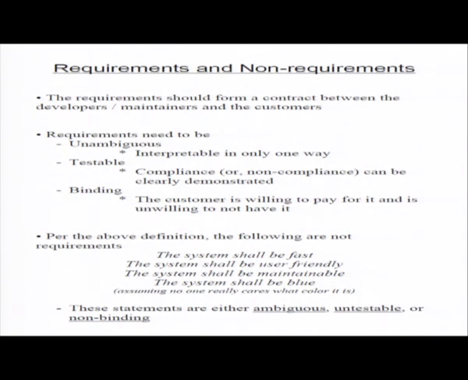Per the above definition, the following are not requirements. The system shall be fast, there is no conclusivity. The system shall be user friendly, the system shall be maintainable, the system shall be blue, assuming no one really cares what color it is. These statements are either ambiguous, untestable or non-binding. Therefore, they are not called requirements. That is the first definition we have. In other words, a requirement should have some qualities: unambiguous, testable and binding. Otherwise, please do not call it a requirement.